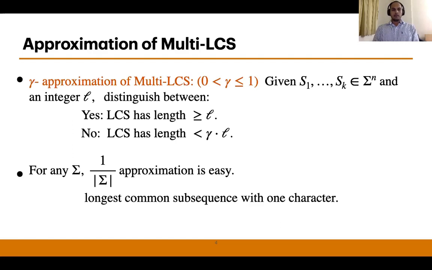It is known that for any alphabet sigma, 1 by sigma approximation is easy. The idea here is to find the longest common subsequence with one character. Repeat this algorithm for all the characters in the alphabet set sigma, and then output the length of the longest sequence among them. This gives us the 1 by sigma approximation of multi-LCS.